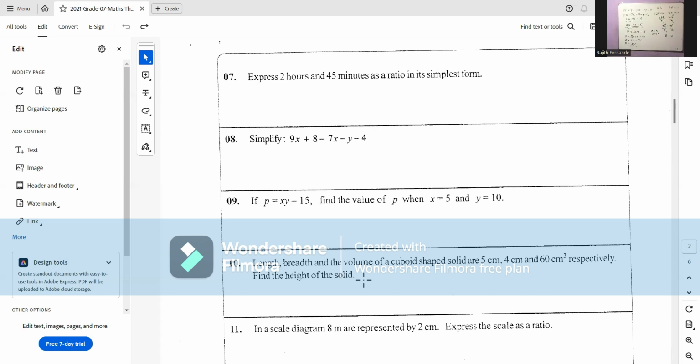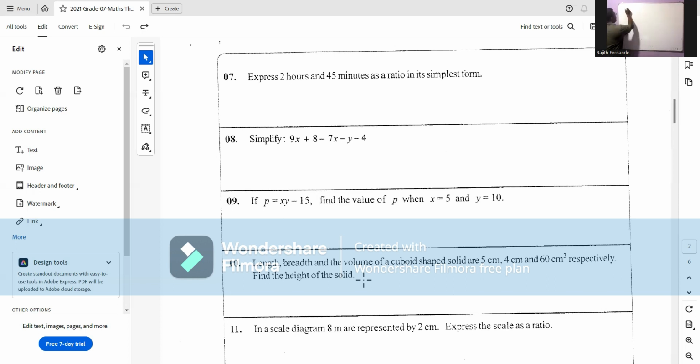Then next question. Length, width and volume of a cuboid-shaped solid are 5 centimeters, 4 centimeters, and 60 cubic centimeters respectively. Find the height of the solid. You are given the volume. Do you know the formula for the volume of a cuboid? What is the formula for the volume of the cuboid?